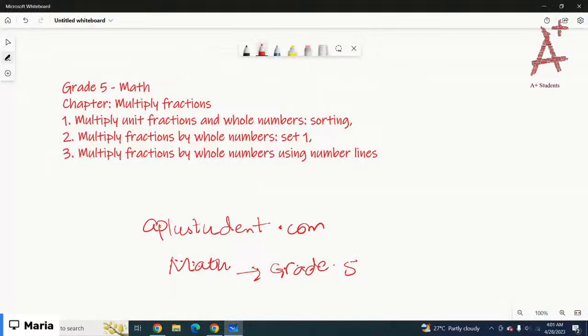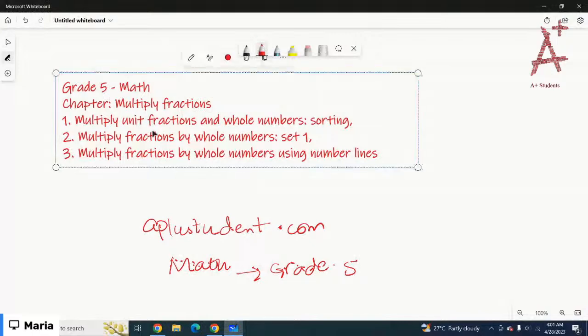We are going to start with the chapter multiply fractions. The lessons we're going to cover today are multiply unit fractions and whole numbers sorting, multiply fractions by whole numbers set 1, and multiply fractions by whole numbers using number lines. So let's just start with the first lesson.